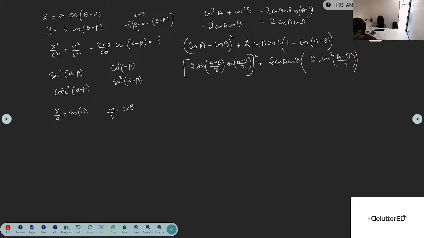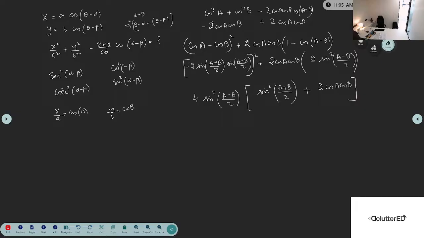Now let me take 4 sine square a minus b by 2 common from the terms. So I am left with sine square a plus b by 2 plus cos a cos b. Sorry, I have taken that common. So I am left with cos a cos b. What can we do here to eventually come to our answer?